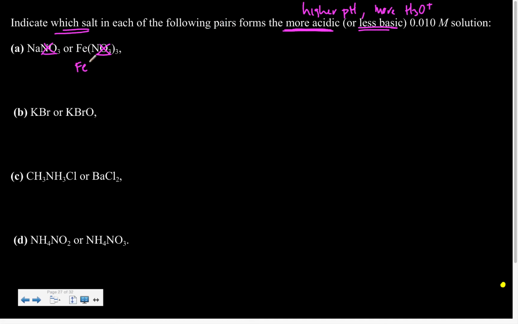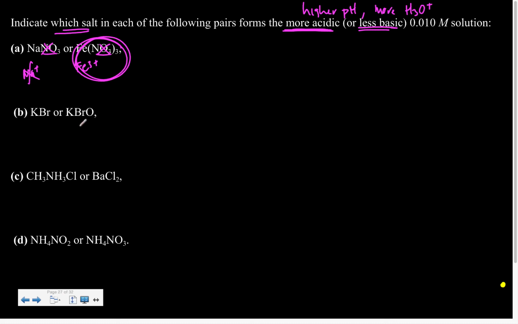So when we look here, we have an Fe3 plus versus an Na plus. This comes from a strong base, therefore no effect on pH. This small, highly charged cation, you should just commit them to memory: iron, zinc, and aluminum, cobalt to some extent. Here, small, highly charged cation. Therefore, it tends to produce H3O plus in solution, which means this is my more acidic solution.